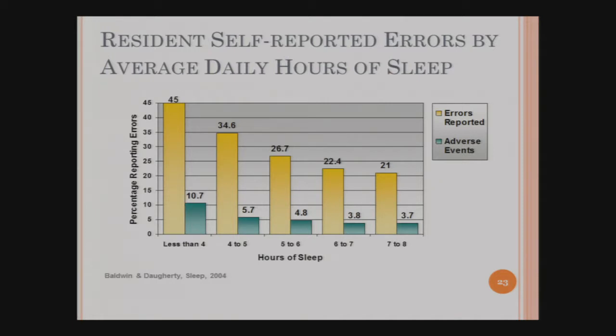Okay, so this is another resident self-reported study. Residents reported the average number of hours of sleep that they were getting and the amount of errors that they were reporting. So they looked at errors and adverse events. If you look at the yellow bars, this is the total number of errors, and the green bars are adverse events. In the less than 4 hours of sleep category, you'll see much higher percentages of errors and adverse events. When you go down to the 7 to 8 hours of sleep category, there are fewer errors reported and fewer adverse events reported. Yes?